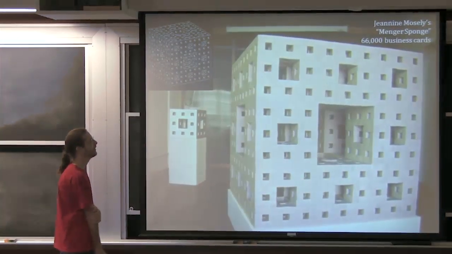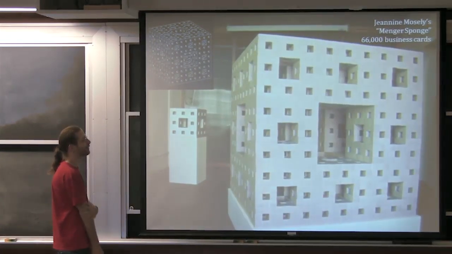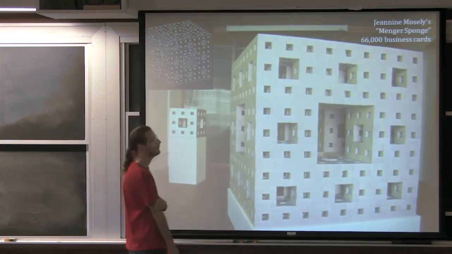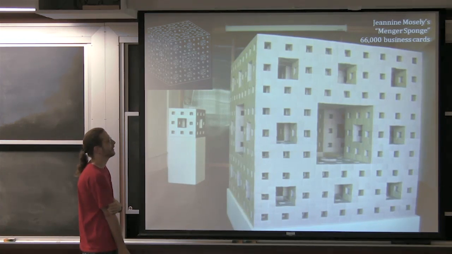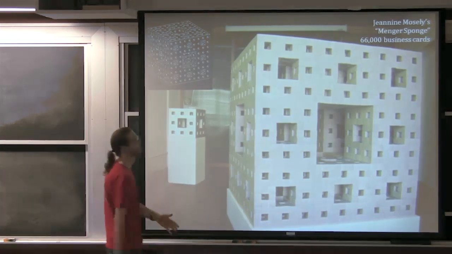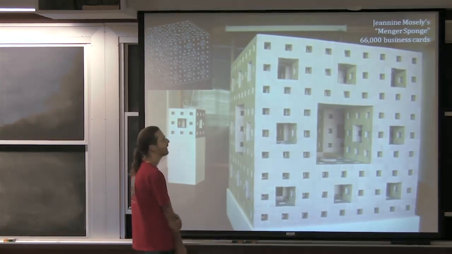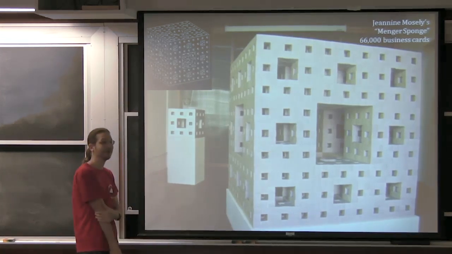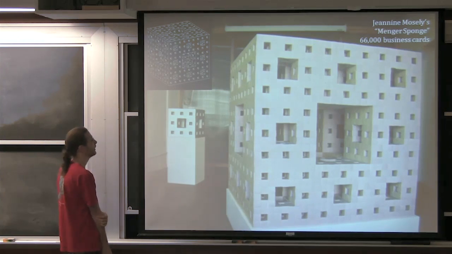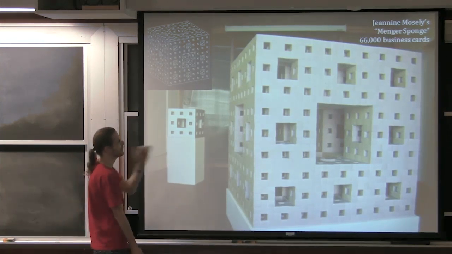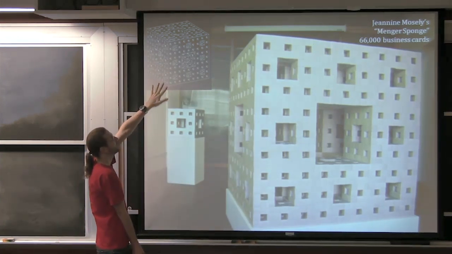One of the craziest experimenters with this cube module is Janine Mosley, who's an MIT alum and lives in the area. She became really famous for making this Menger sponge out of 66,000 business cards, and it took something like 5 years to make. She made a lot of the units herself. And this is trying to represent a particular fractal, which is pretty cool.